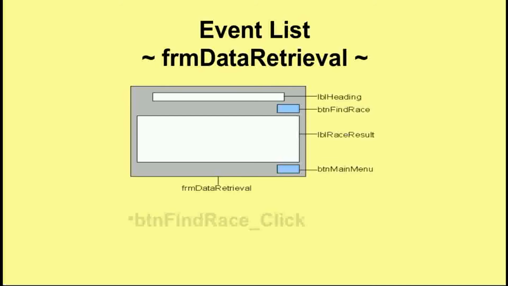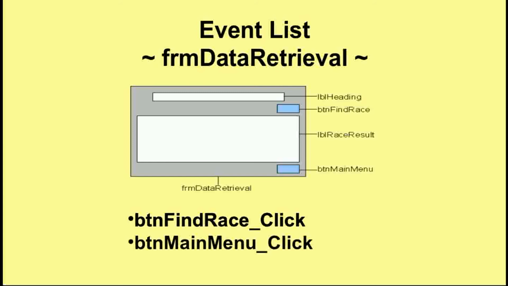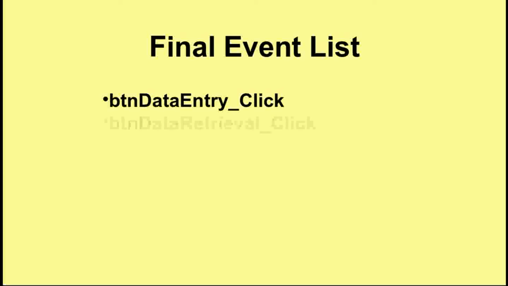So button find race click will allow the user to find a specific race, and the button main menu just takes them back to the beginning again. So our program is going to end up with a list of 7 events. The first event on the main menu form is the button data entry click that takes them to the data entry form. The second event is the data retrieval click. That takes them to the data retrieval form.